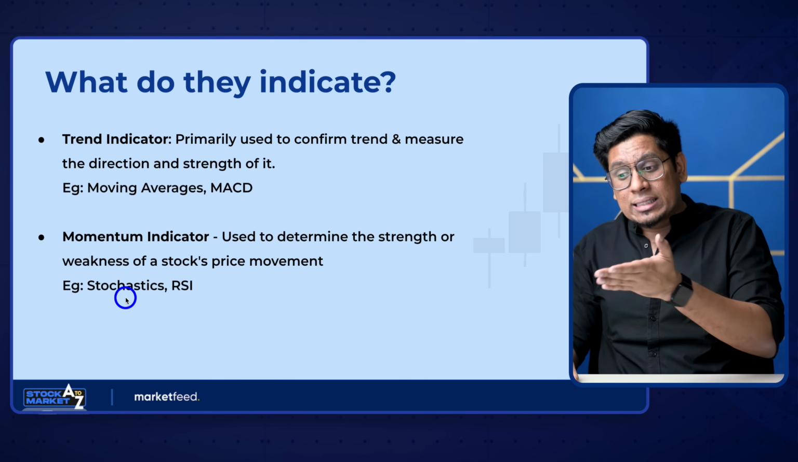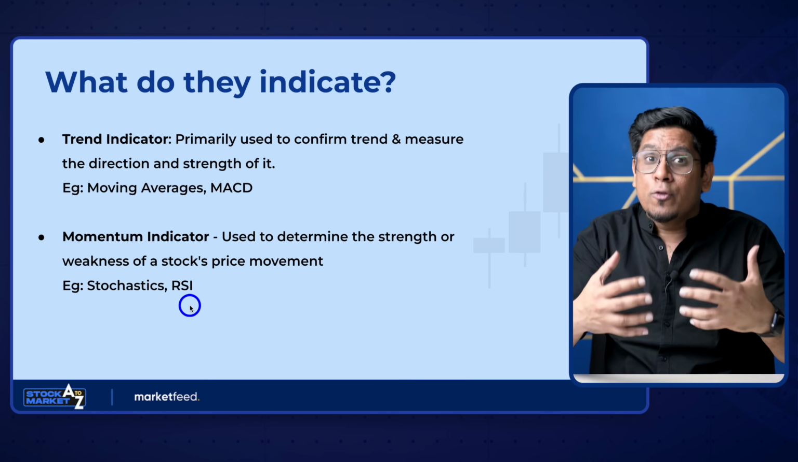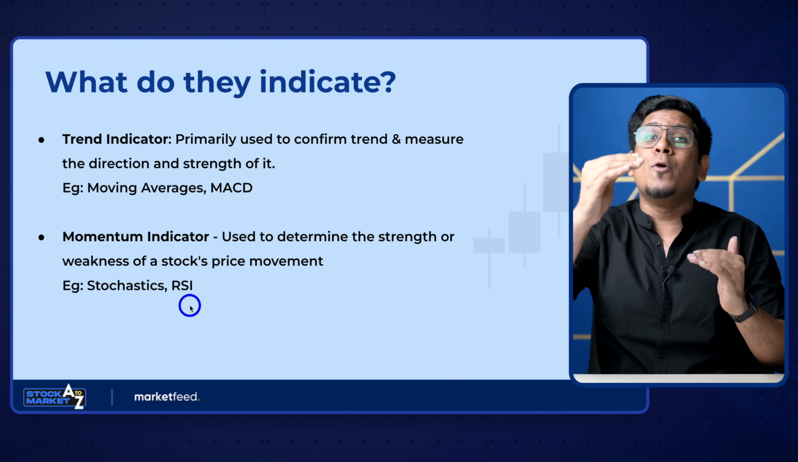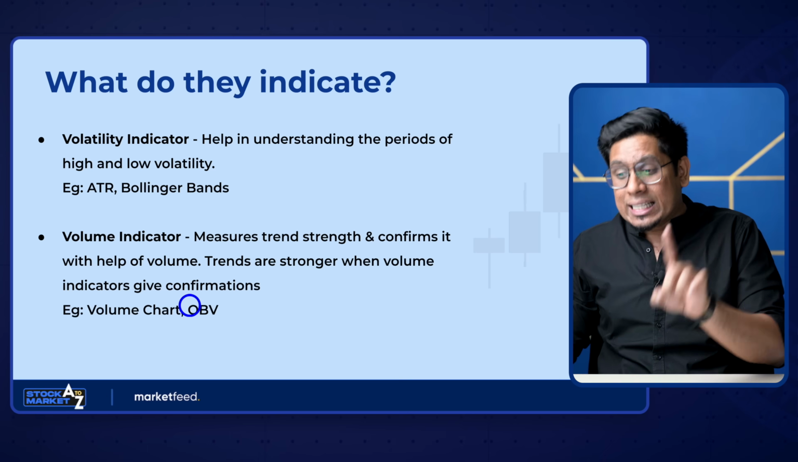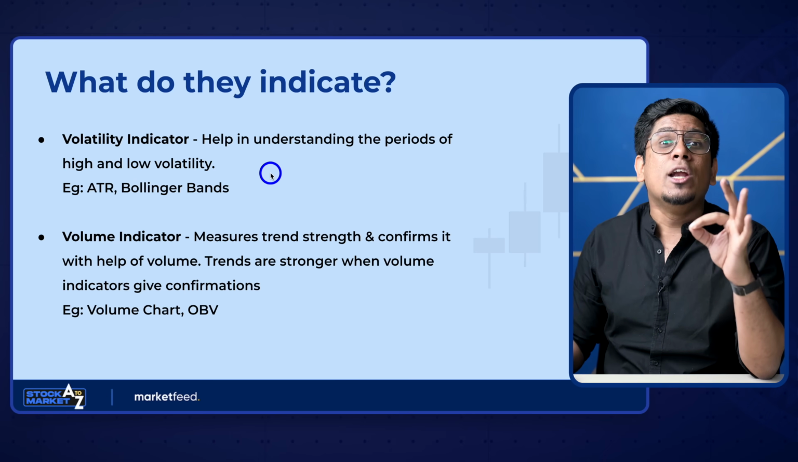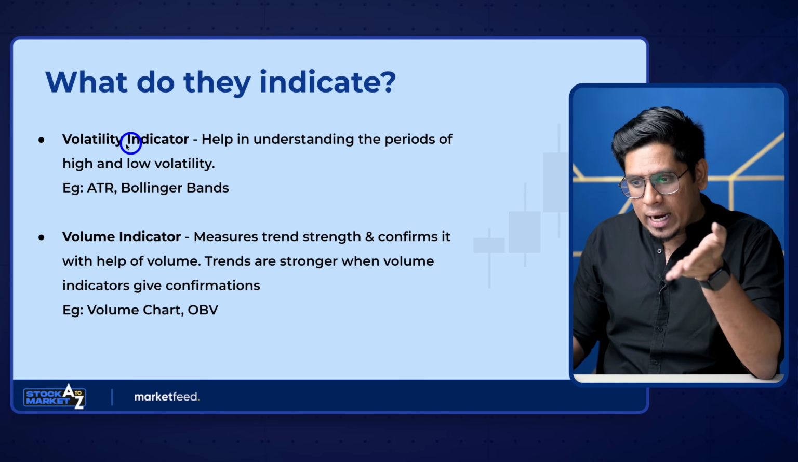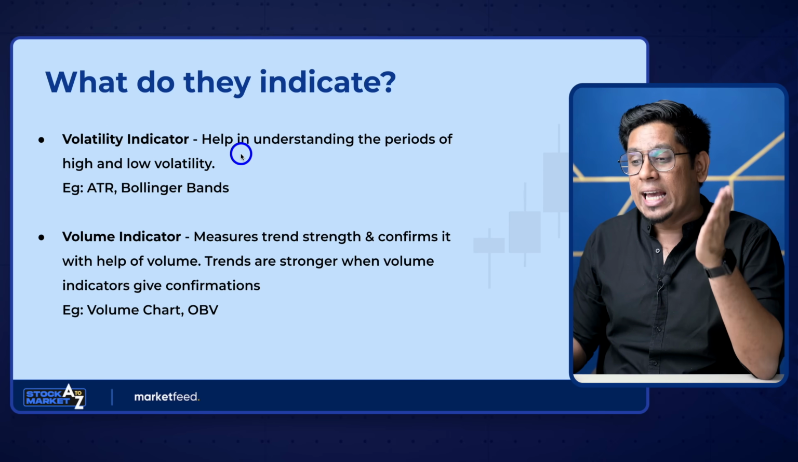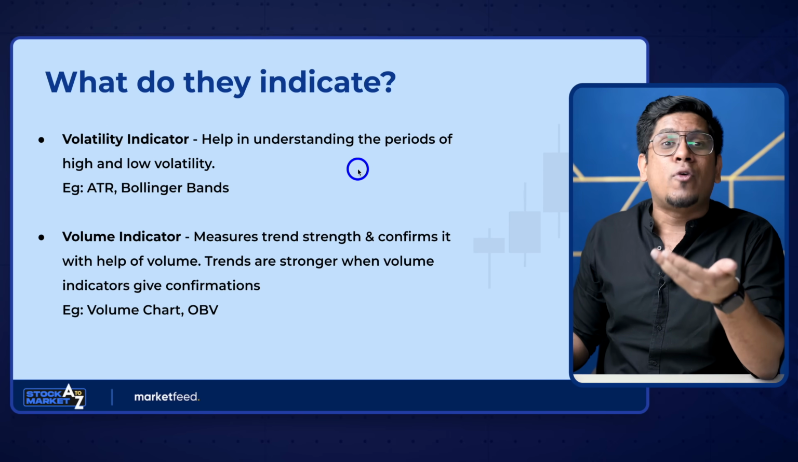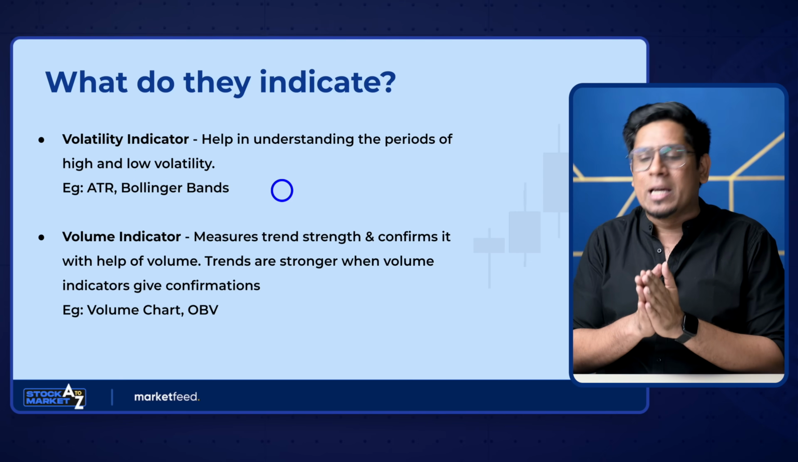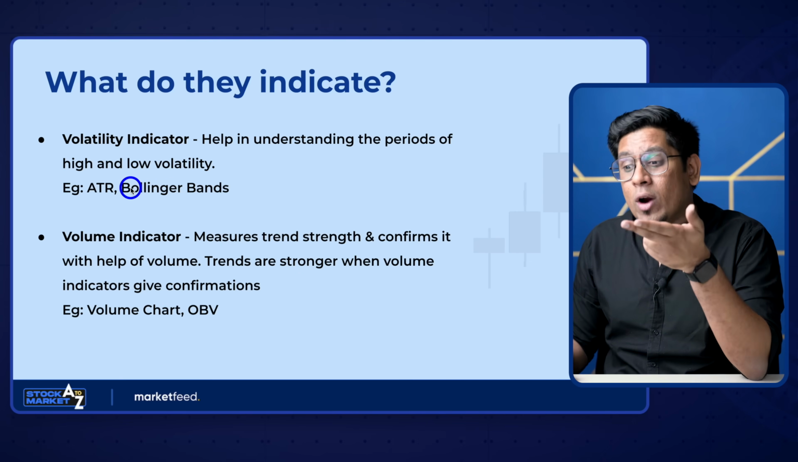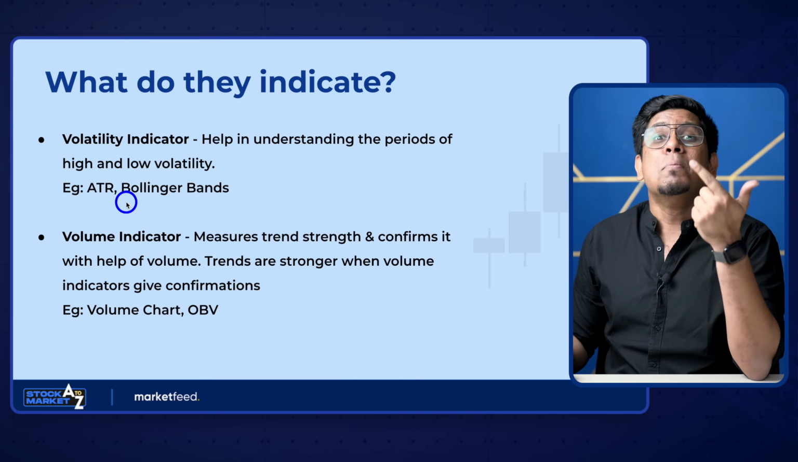Correct? So, indicators like stochastics and RSI tell you or indicate the momentum of the trend the stock is currently in. And they are called momentum indicators. Just like that, there are indicators which tell you the volatility of a stock, right? And these are called volatility indicators. They help in understanding the periods of high and low volatility. Understanding this is also very important in order to become a great trader. Examples of volatility indicators are ATR and Bollinger Bands.